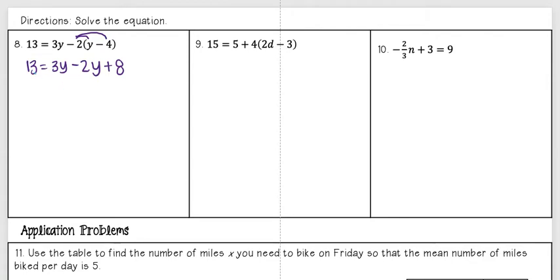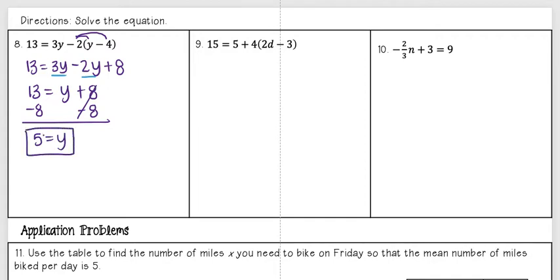Okay, now I have this, and I see I have 2 y's here, so now I want to combine my like terms like what we did in that combining like terms video. And so I get 3y minus 2y is just y. And then last step is subtract 8 from both sides. And so I get that 5 is equal to y. Okay, go ahead and pause the video and try doing that next one on your own.